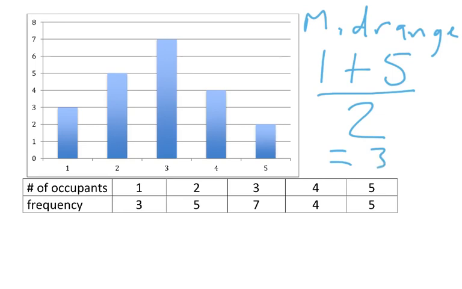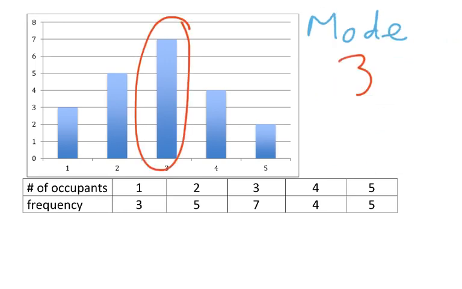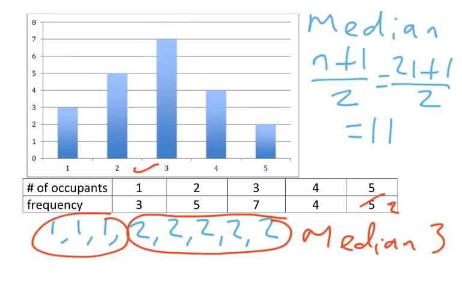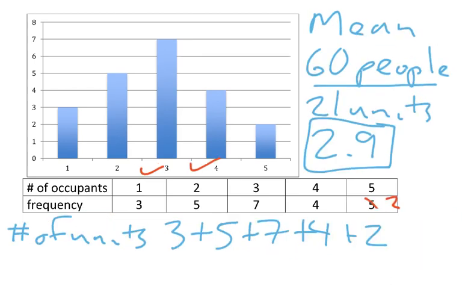So going back through, we see the mid-range of the data is 3. The mode of the data is 3. The median of the data is 3. And the mean of the data is 2.9. So I hope that example makes it a little bit easier to see how to calculate these measures of central tendency when the data is given graphically.